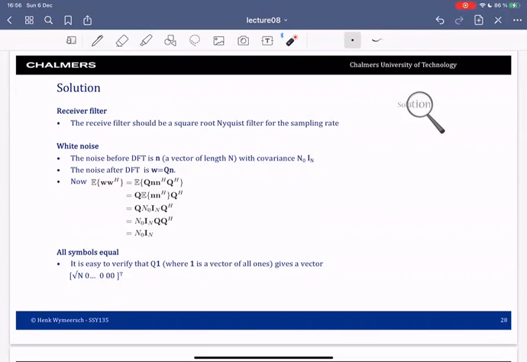Welcome back to the last part of the OFDM lecture. So we don't address the first question, but let's look at the second question. Let's say that before the DFT we have a noise vector n of length n with covariance matrix like this. So we would write that n is a vector which has a complex Gaussian distribution, zero mean, variance N naught times an identity matrix.